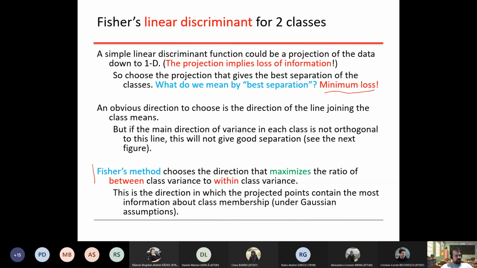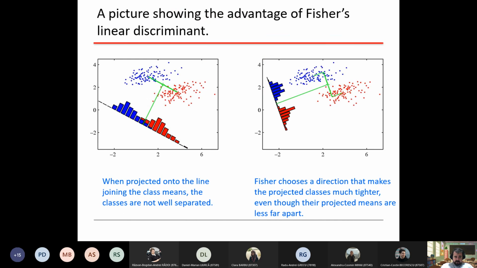So we consider the differences between the classes, but when we decide what is the axis that we'll project on, we also consider what's happening within each class. So we also consider the variance within each of the classes that we're interested in. In this case, only two classes, but we'll see that the generalization involves any number of classes. So basically, this is the direction in which the projected points contain the most information about class membership, again under Gaussian assumptions. And let's see what's happening.